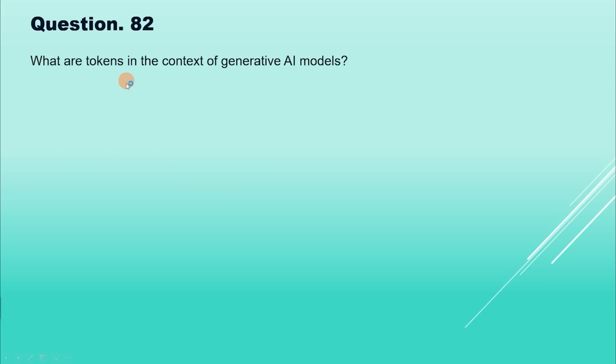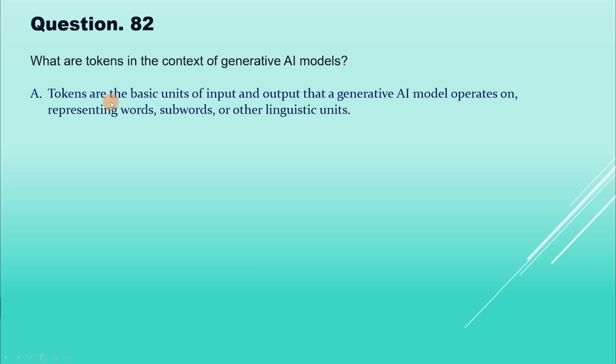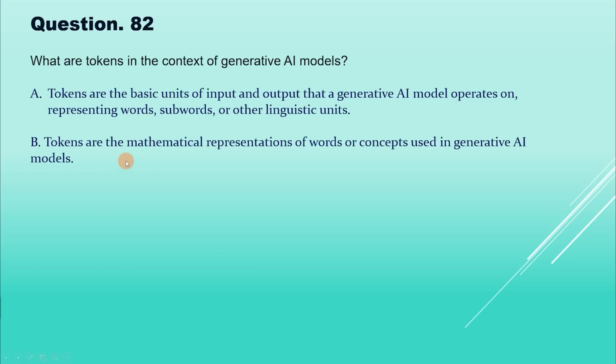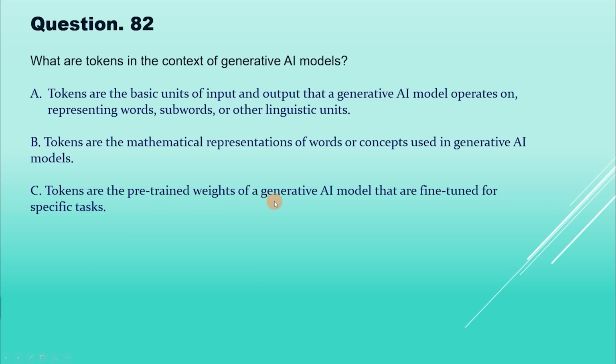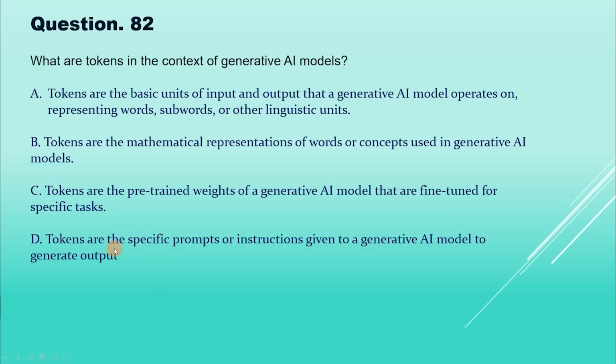Now question number 82. What are tokens in the context of generative AI models? And here are the options. A, tokens are the basic unit of input and output that a generative AI model operates on, representing word, subword or other linguistic units. Option B, tokens are mathematical representations of words or concepts used in generative AI models. Option C, tokens are pre-trained weights of a generative AI model that are fine-tuned for specific tasks. Option D, tokens are specific prompts or instructions given to a generative AI model to generate output. Take your time to guess the correct answer.